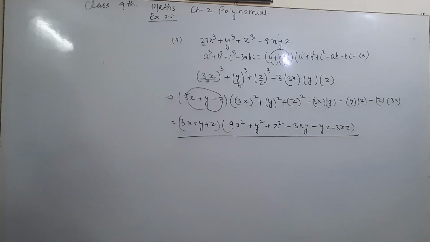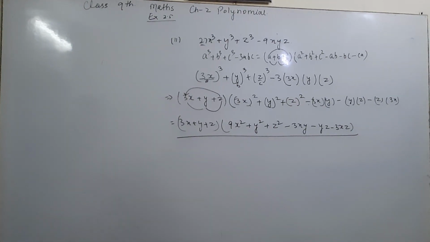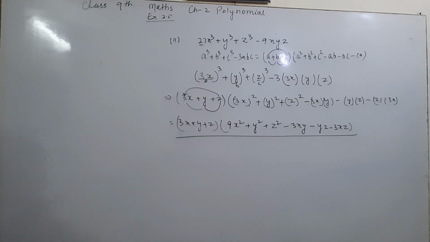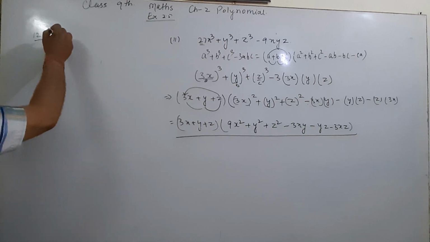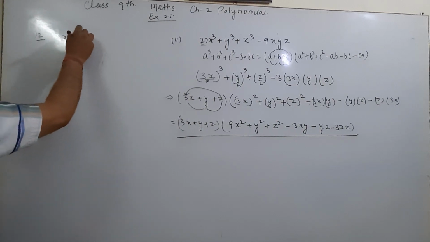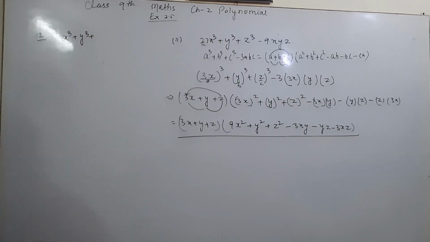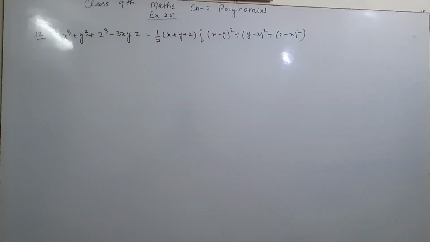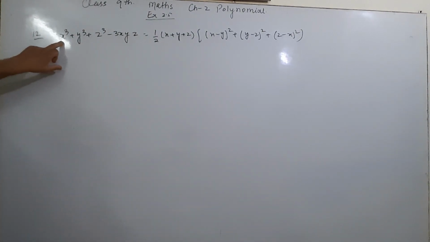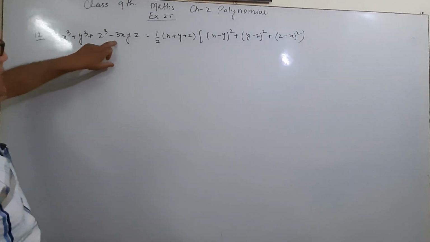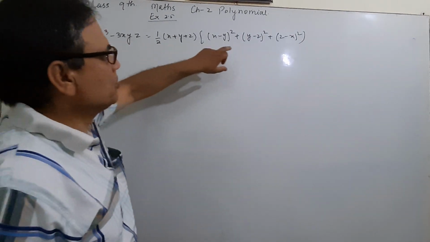And now move to question number 12. Prove that x cube plus y cube plus z cube minus 3xyz is equal to this one.